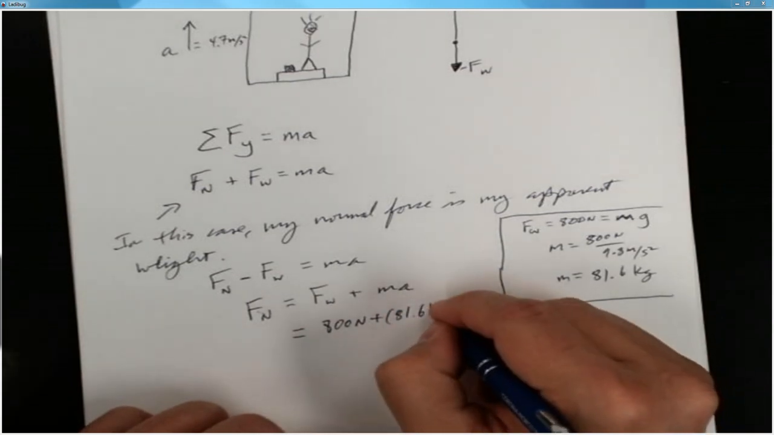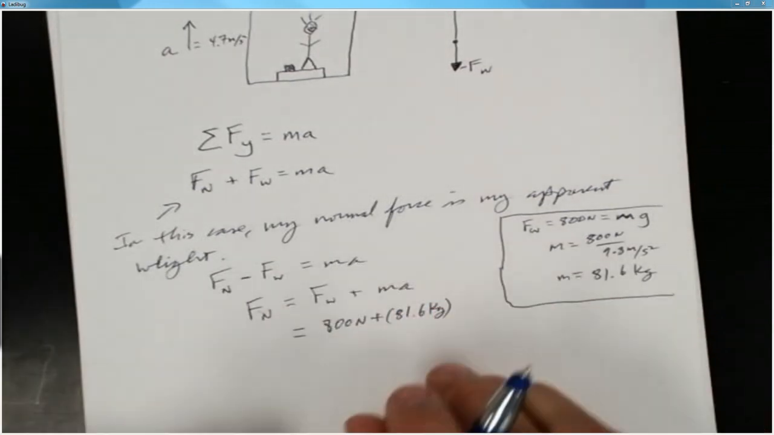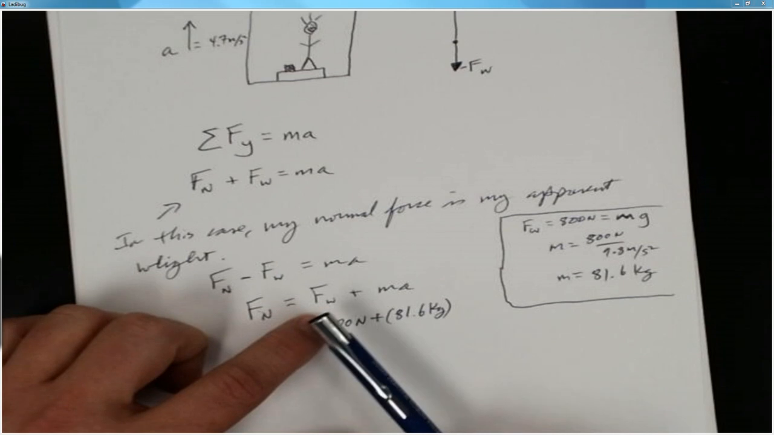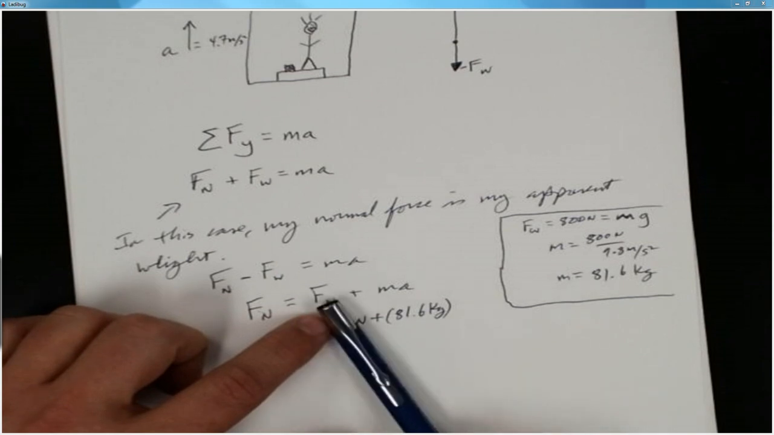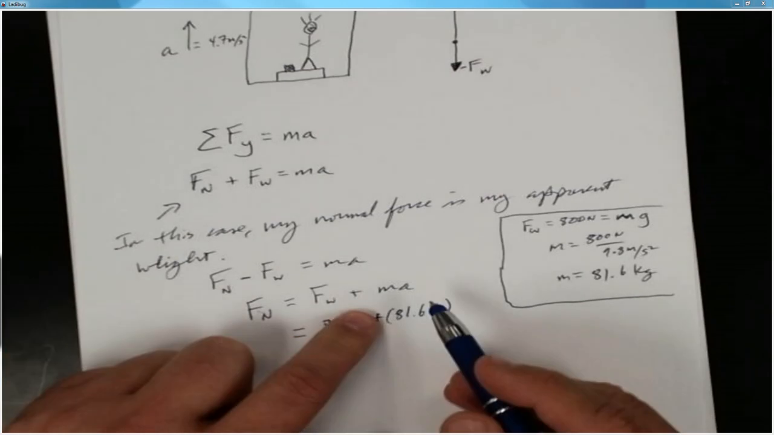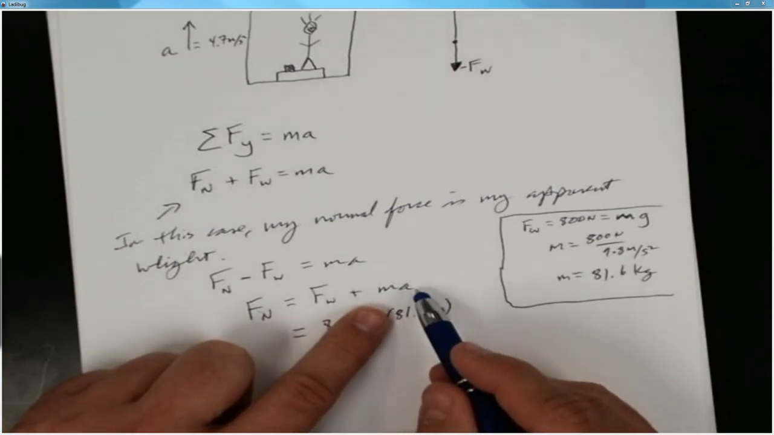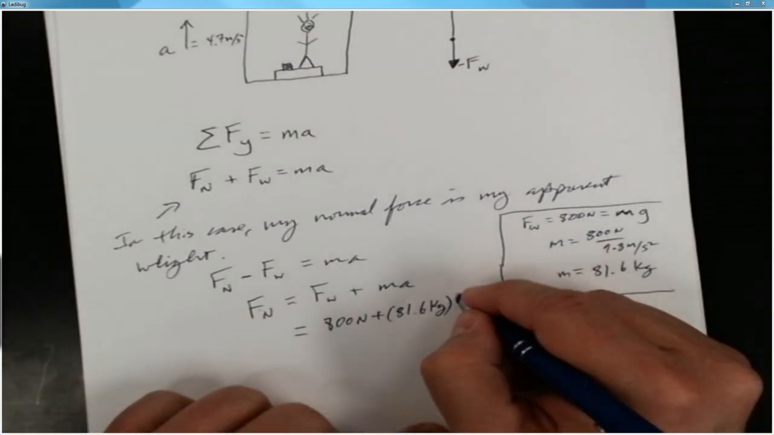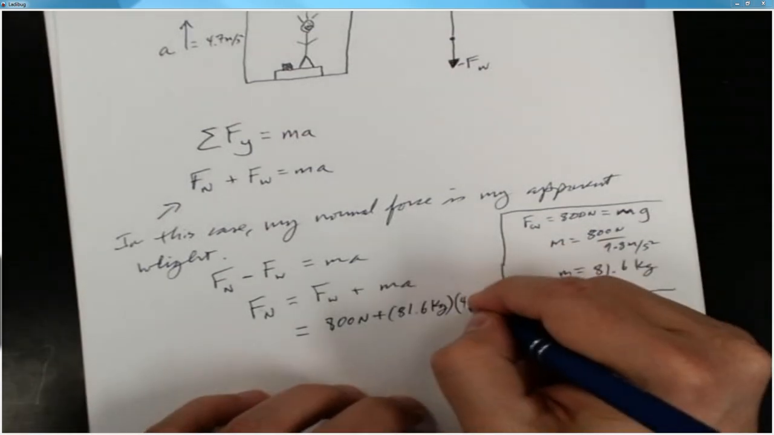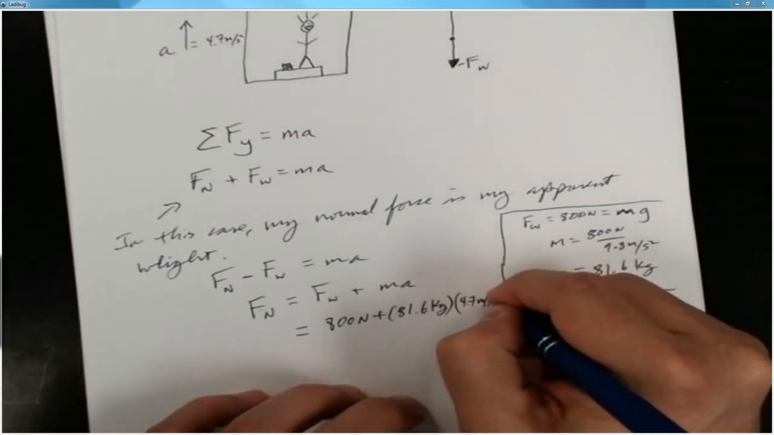81.6 kilograms multiplied by, what acceleration do I use? Am I going to use the acceleration due to gravity? No, I already accounted for that in my weight, because gravity's pulling down on the guy, so I used that to figure out this. What acceleration do I use here? That's right, 4.7 is how much the guy is accelerating upwards in the elevator. So it's going to be 4.7 meters per second squared.